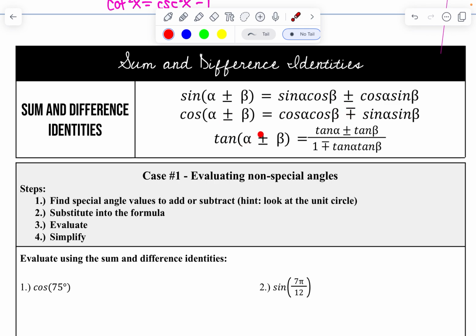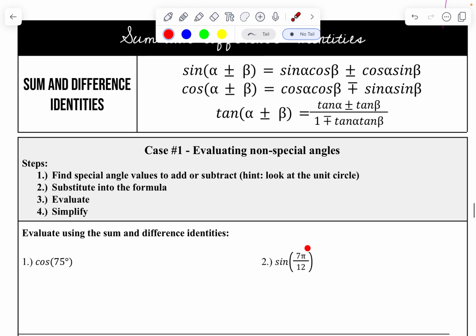If we have the tangent of alpha plus or minus beta, then it's going to equal the tangent of alpha plus or minus the tangent of beta. So the top one is the same sign as the original. And the denominator, it's 1 minus or plus, so the opposite sign of what you had before, the tangent of alpha, tangent of beta. So there's a few different cases here.